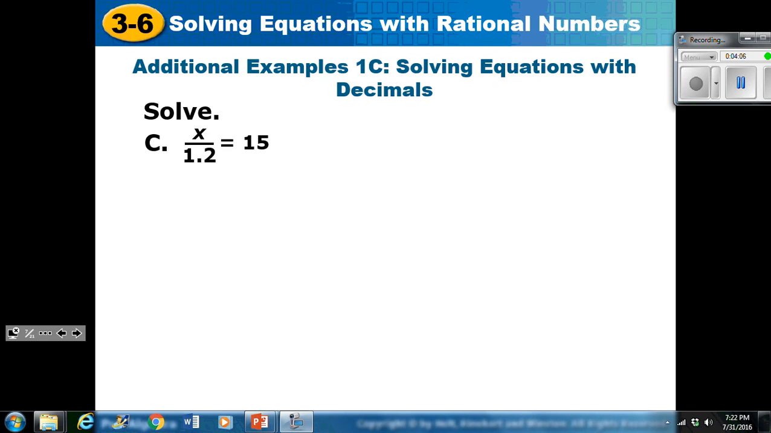All right, so here we have x over 1.2. That means x is being divided by 1.2. To undo divide by 1.2, you multiply by 1.2. We put that over here in parentheses, in the numerator, do not put that in the denominator. And then over here, we're also going to multiply by 1.2. Times 1.2 divided by 1.2 cancel each other out, leaving you with x equals, and then we have to evaluate 15 times 1.2, which equals 18.